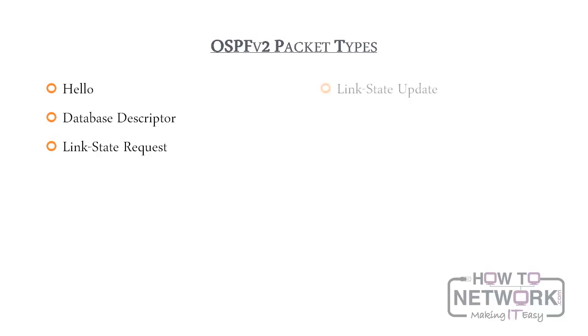So we have 5 different types of OSPF version 2 packets. Type 1 is hello, Type 2 database descriptor, Type 3 link state request, Type 4 link state update, and Type 5 link state acknowledgement. So let's go through each of these types and explain how they work.